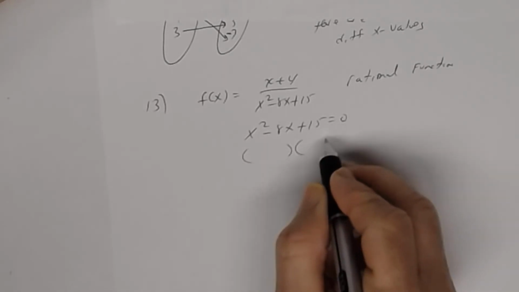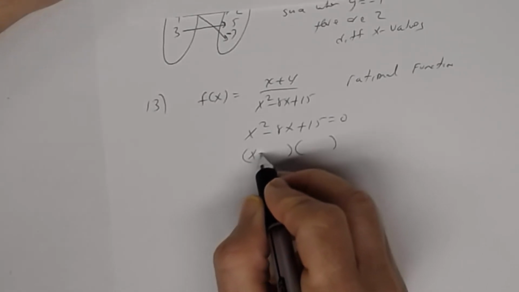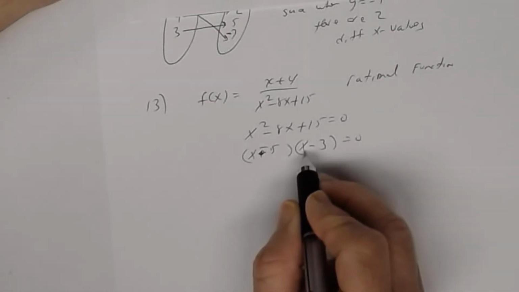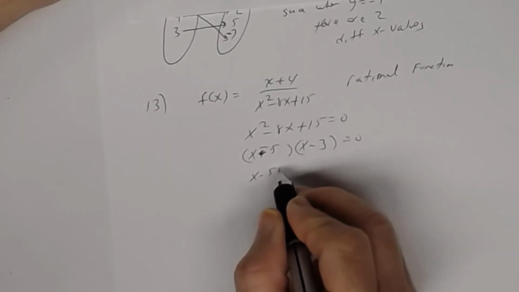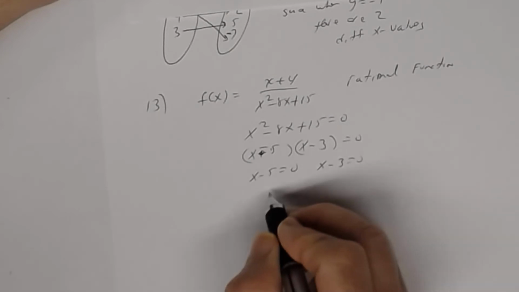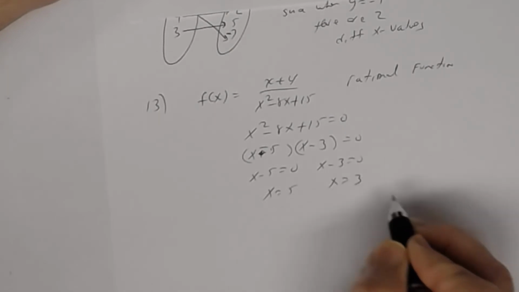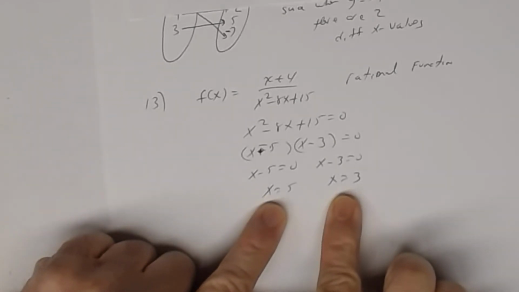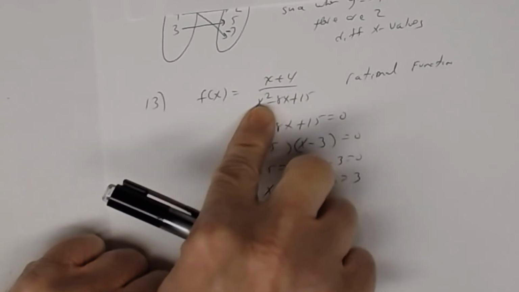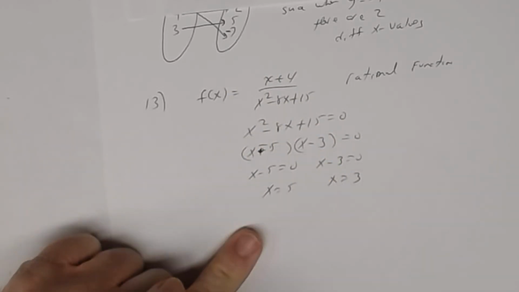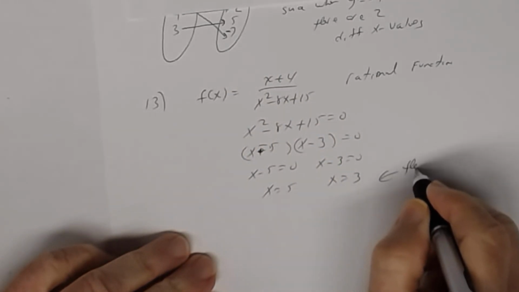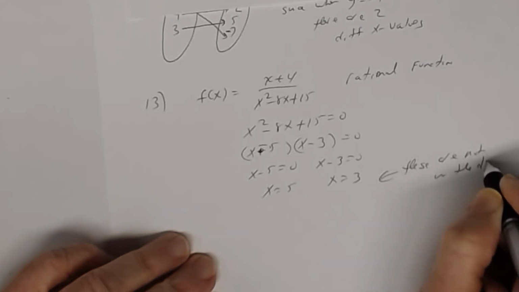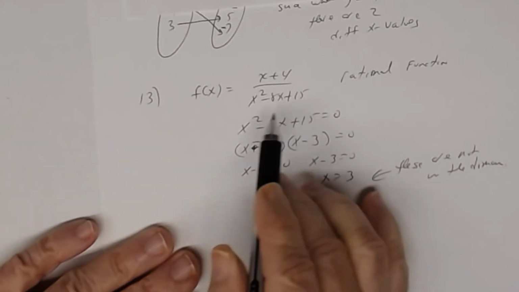And so I'm going to factor this. And when I factor this, I get x minus 5 times x minus 3 equals 0. And I'm going to set each of those equal to 0, just like this. And so I get x to be 5 and x to be 3. So what I found were the two values of x that make this function undefined. So they cannot be in this domain. These are not in the domain. So the domain would be any real number except those.